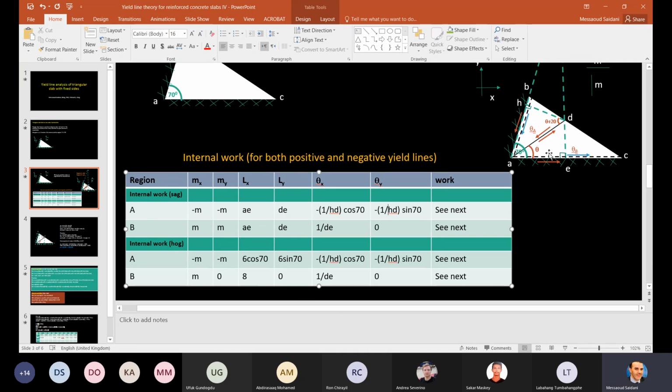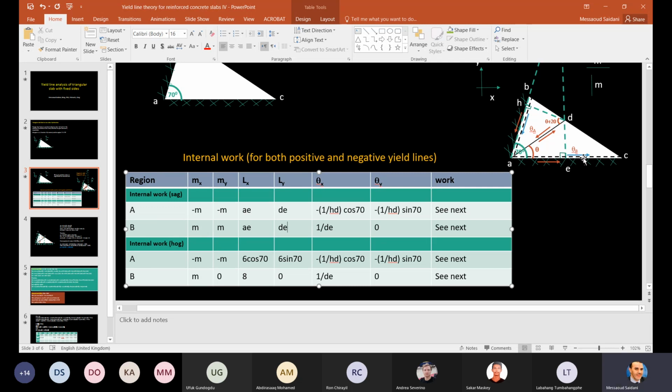Region B, we have this is the vector. So on the X direction, it's positive. On the Y direction, it's also positive when you project this on the Y axis. The yield line is the same. So when you project on the x-axis, it's AE, and when you project on the y-axis, it's LY.